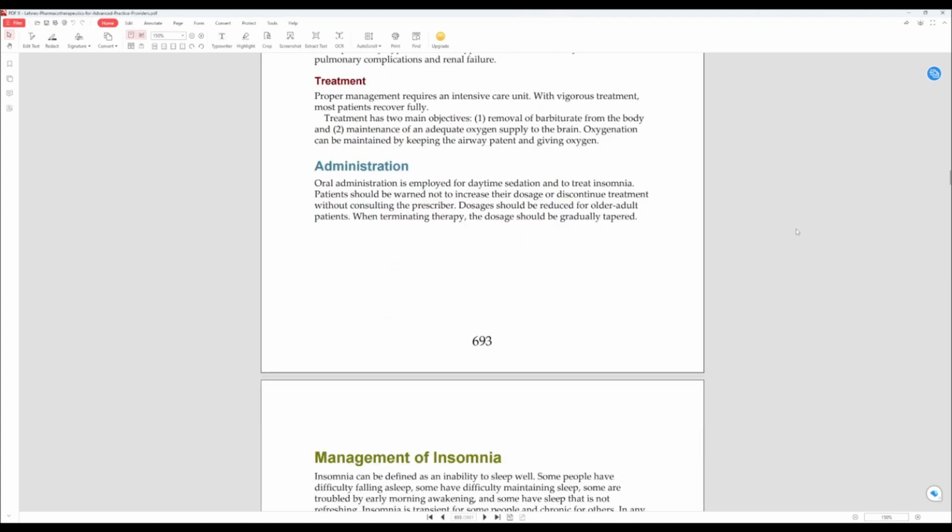Its administration. Oral administration is employed for daytime sedation and to treat insomnia. Patients should be warned not to increase their dosage or discontinue treatment without speaking to their prescriber. Dosage should be reduced for older adult patients. When terminating therapy, dosages need to be tapered off.